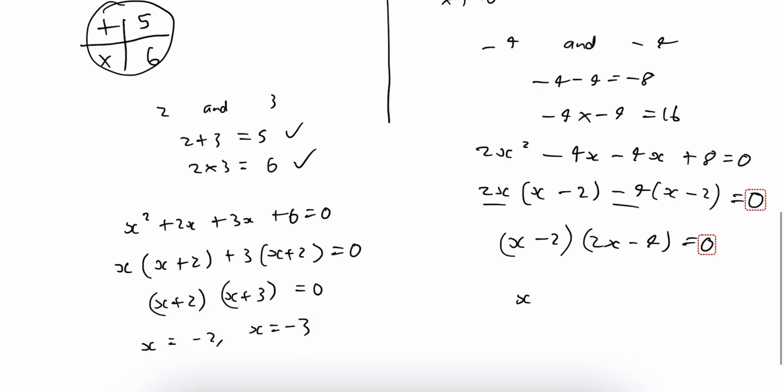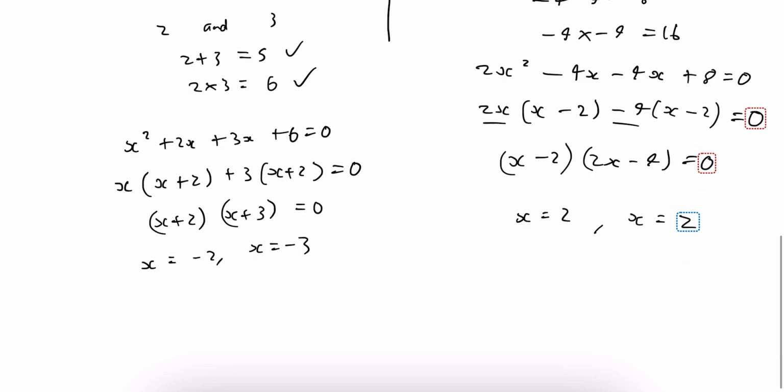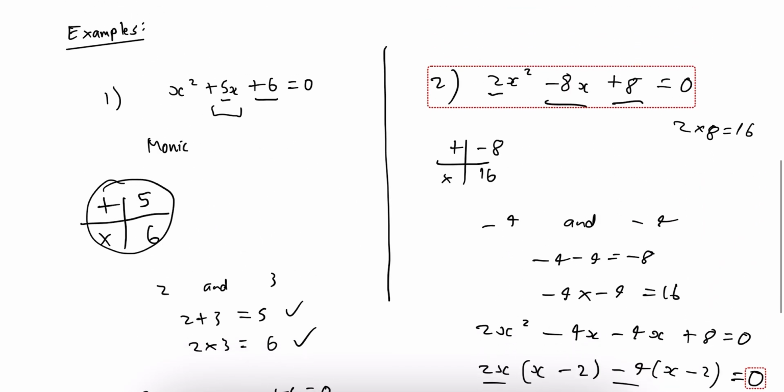If we let each factor equal to 0, we get x equals 2, or x is equal to +4 over 2, which is 2. So we get the same answer. And that is how you factorize and then solve quadratics, both monic and non-monic.